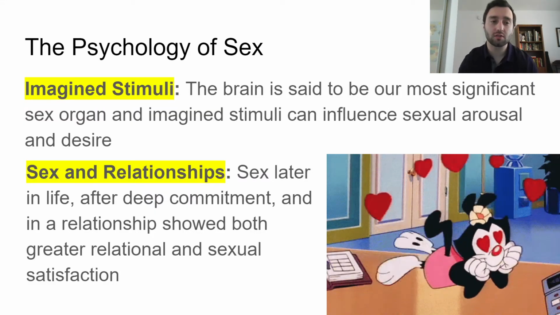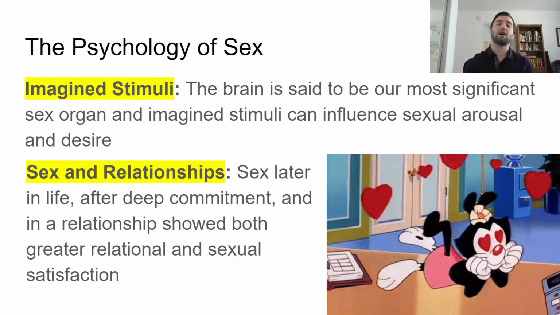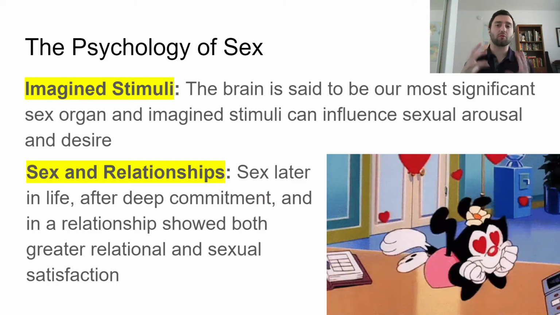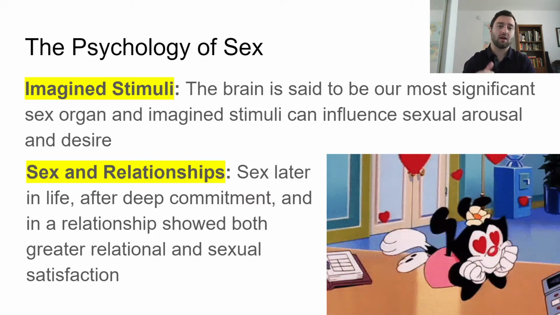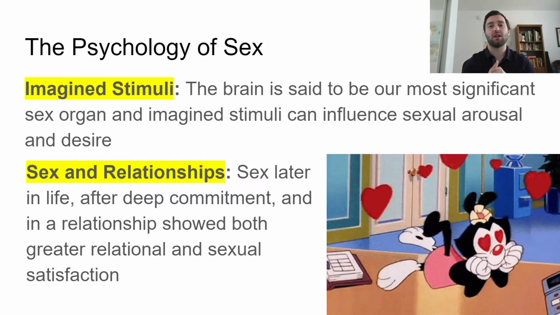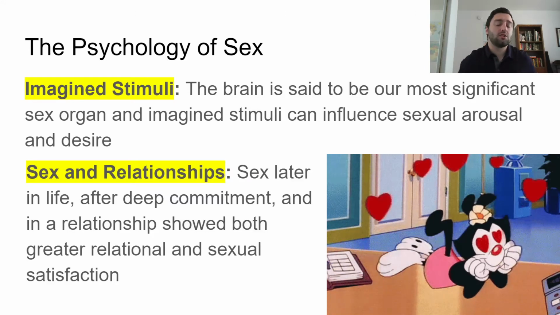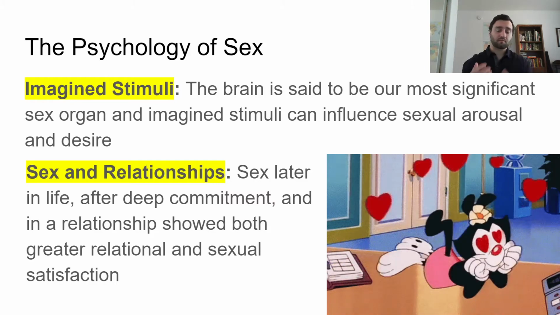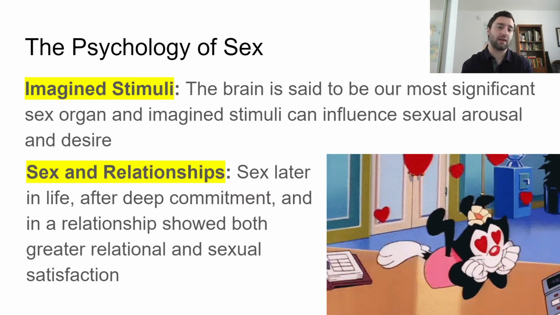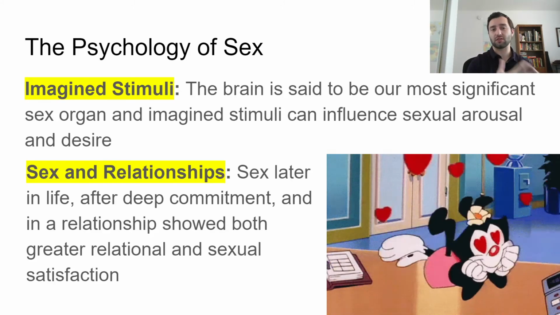In addition to external stimuli, we also obviously have imagined stimuli. Imagined stimuli is our brain, right? The brain is said to be our most significant sex organ. Imagined stimuli can cause sexual arousal and sexual desire just as well as external stimuli. So we can basically see all of these same reactions from something that's imagined, something that's internal in our minds, as well as something that's literally physically happening.